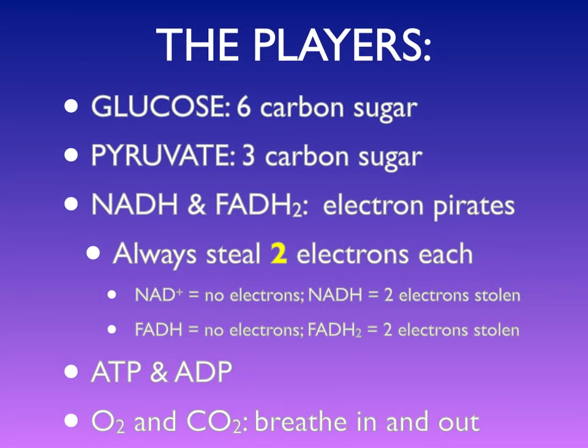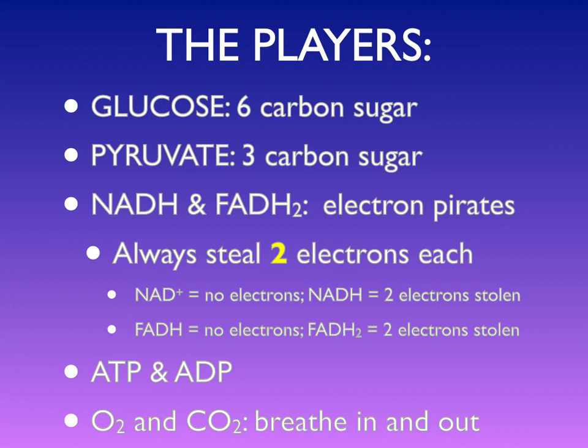You are expected to know the players: glucose, which is a 6-carbon sugar; pyruvate, which is half of that, a 3-carbon sugar; NAD and FAD, which are the electron pirates, and they always steal 2 electrons because that's what pirates do, steal things. You'll need to know that NAD+ is when it has not stolen electrons, and NADH is when it has stolen 2 electrons. FAD, no electrons. FADH2 has stolen 2 electrons.